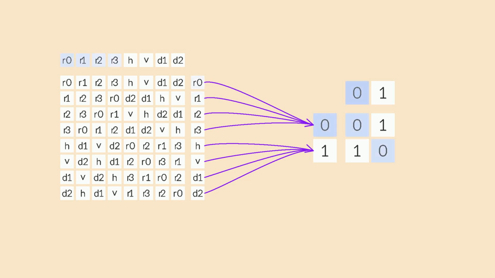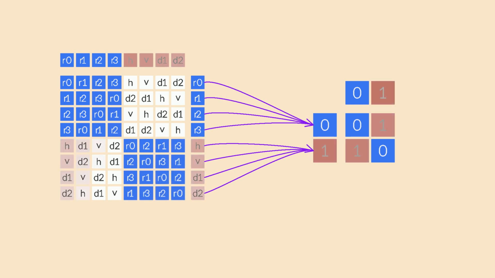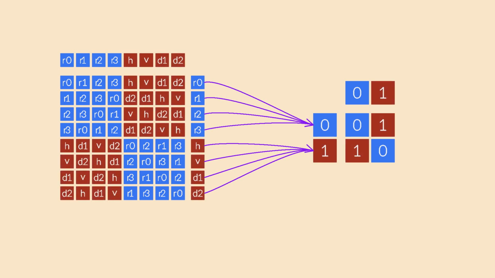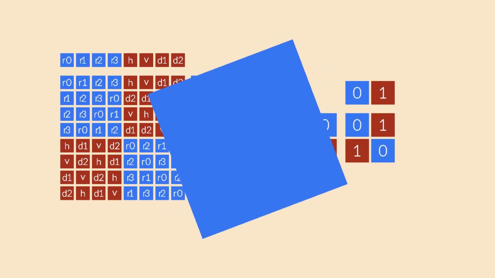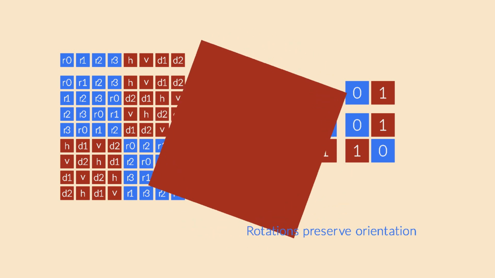Let me color the number 0 blue, together with all the elements that are mapped to 0. I will also give a red color to the number 1 and to all elements that are mapped to 1. In an earlier video, we used these colors to mark the orientation of the square. The rotations preserve the orientation, while the reflections flip the square over to its other side.